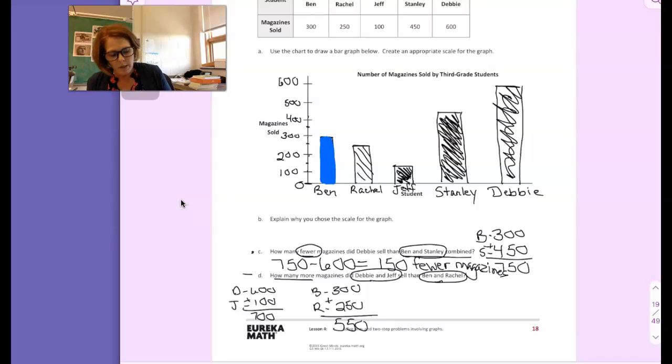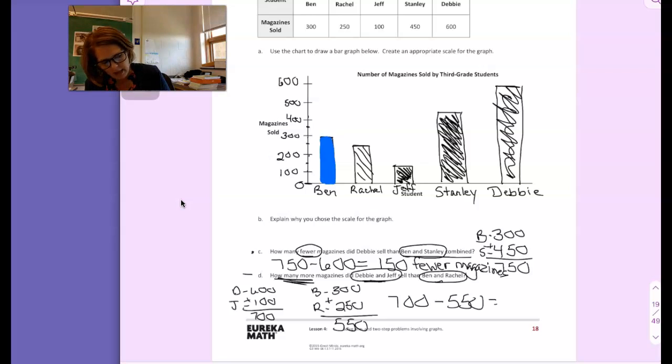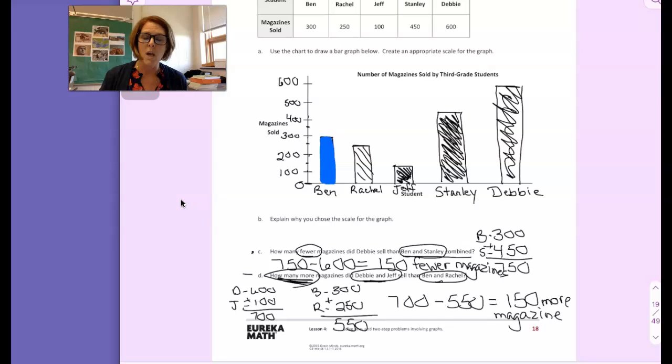So now we're going to take 700 minus 550 because we want to know how many more Debbie and Jeff sold. And the answer is 150 more magazines. That's our label. More magazines because that's what the question asked. Boys and girls, you're going to go on to do the exit ticket, which is very, very similar to this, finding some totals of things before you can do your subtraction. So please read questions carefully and pay attention.